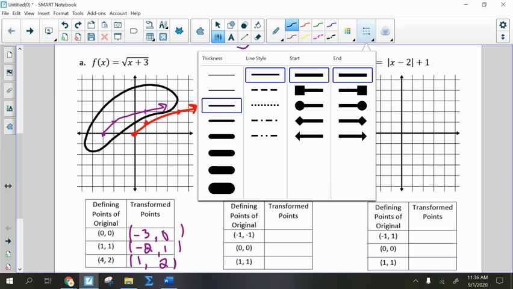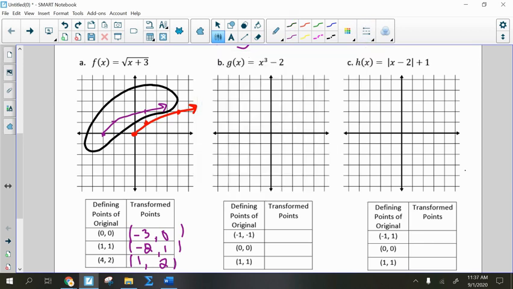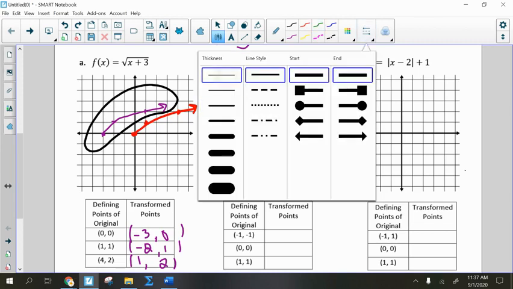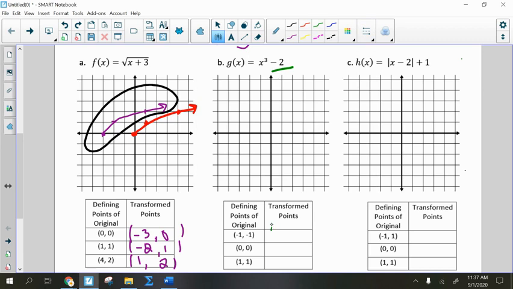Okay, use the smaller pen here. So now let's do this cubed root function. So these are the 3 defining points for cubed root. This is now moving down. The y's do what you think. So it's going to move down 2. So the x's stay the same. So down to negative 3, down to, oops, that's not what I want. Down to negative 2, down to negative 1.